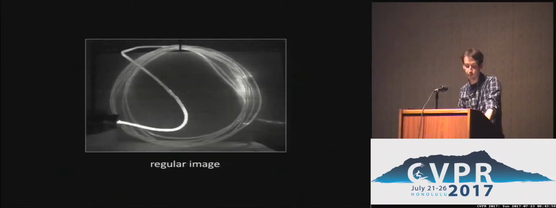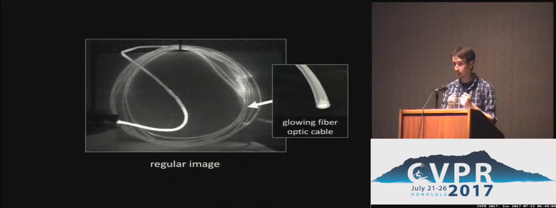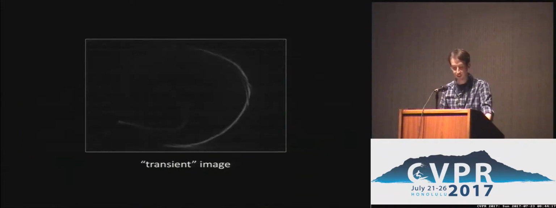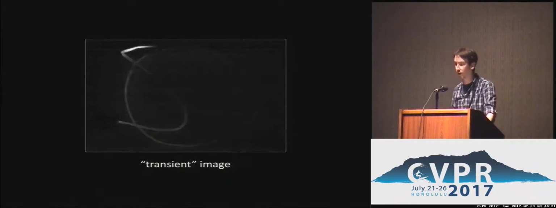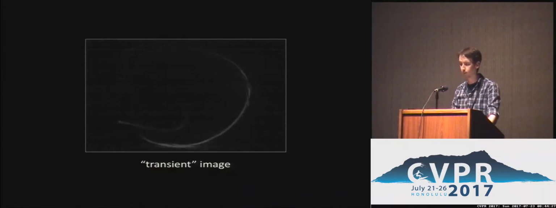And I'd like to start off by showing you an example of such an image. So this scene contains a fiber optic cable that will glow when you attach a light source to one end. And so we've taken a picosecond laser, attached it to one end of the fiber, and used this picosecond laser to send very short pulses of light through the fiber. Now, a transient image records how that light interacts with the scene at picosecond timescales. Specifically, this image sequence shows how that very short pulse of light is actually propagating through the fiber.